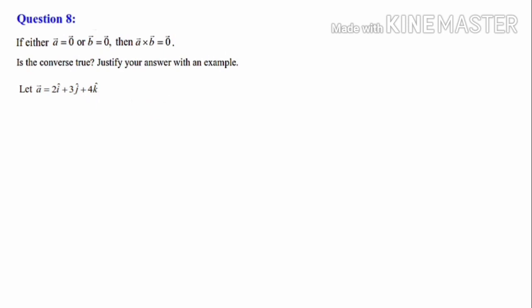We have learned, by using the properties of determinants, that if two rows or columns of a determinant are identical, then the value of the determinant is 0. So simply multiply a constant with this vector and form the second vector. Then when we take a common factor outside, the two rows will be identical, so the value of that determinant will be 0. So vector B is equal to, I multiply by 2, so 2 into 2 is 4i cap, 3 into 2 is 6j cap, 4 into 2 is 8k cap.